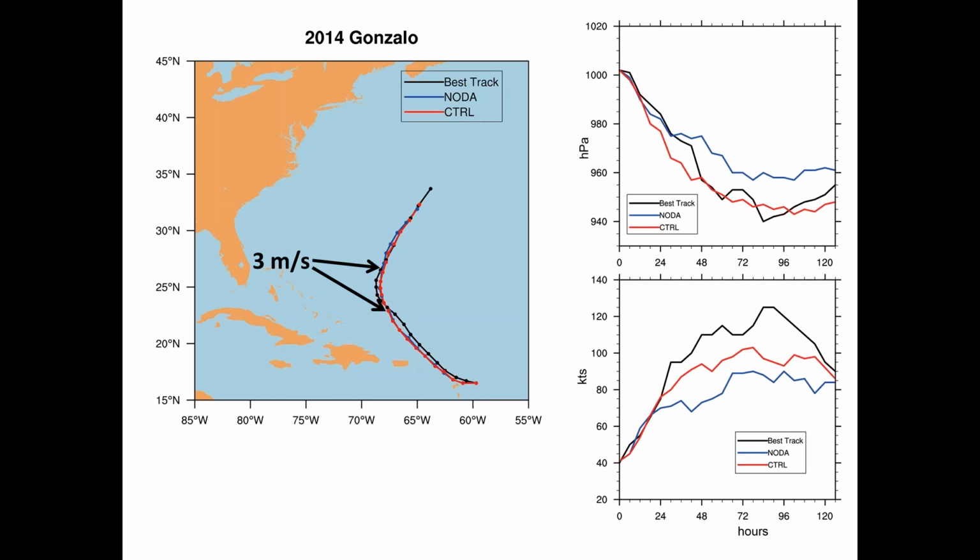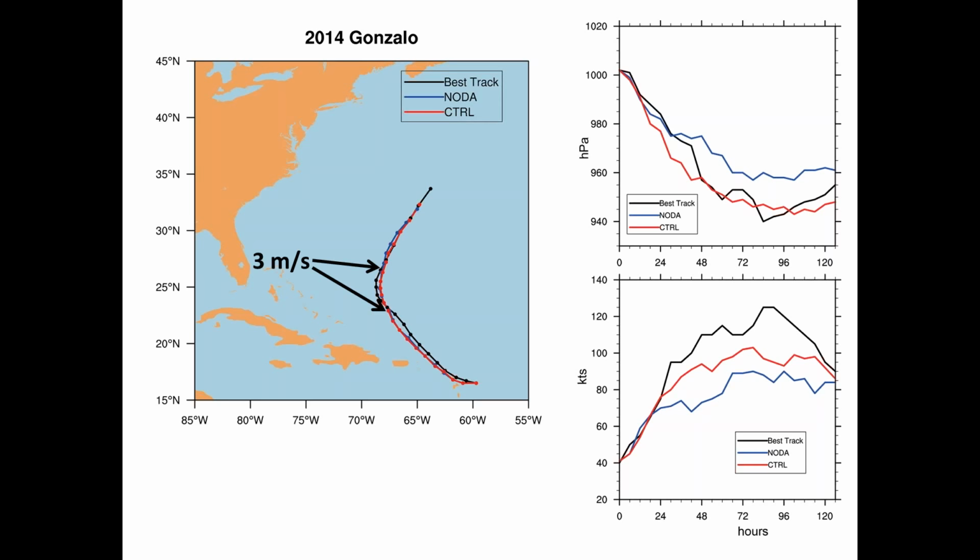Blue is from the unconstrained model, red is from the data assimilative model. And in both cases, more so for pressure than for wind, you see a definite improvement in the forecast intensity. But I'd like to compare this to what we expect from that idealized study results that I showed.